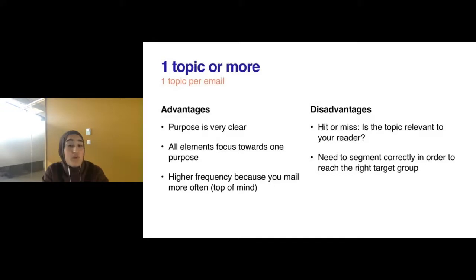So when you choose one topic per email, your purpose is very clear. All the elements focus towards one purpose, and you have a higher frequency because you mail more often. So you stay on top of mind of your readers. But on the other hand, it will be a hit or miss. So what if the topic isn't relevant to your reader? You need to segment correctly in order to reach the right target group and to have a hit.